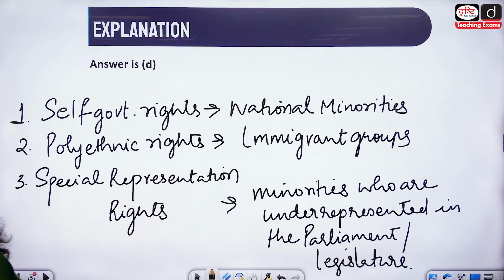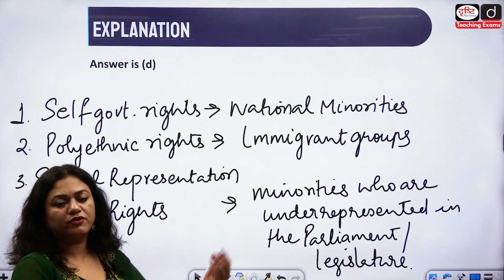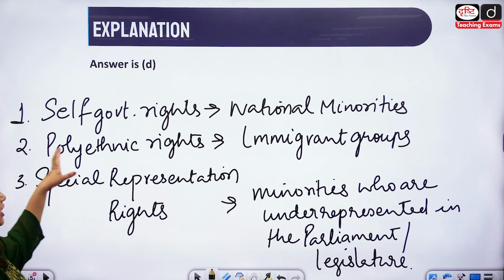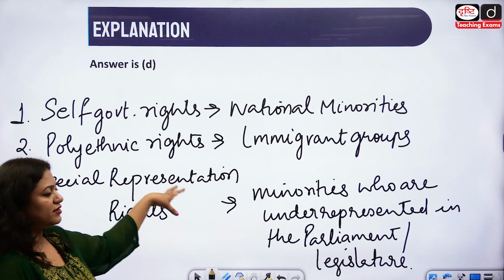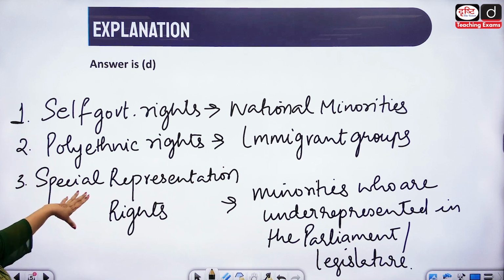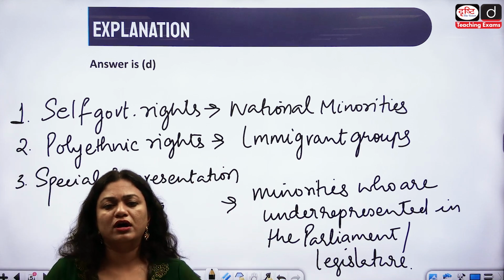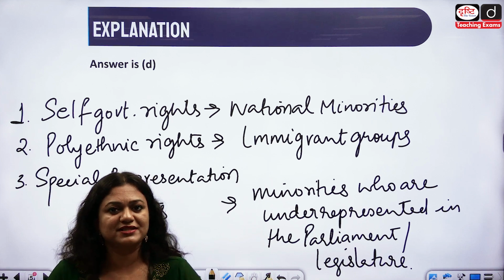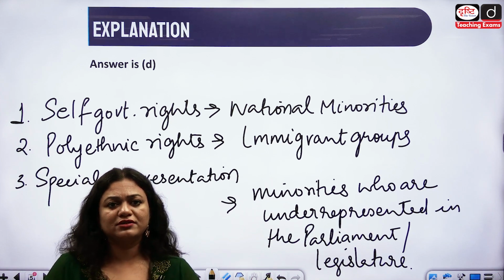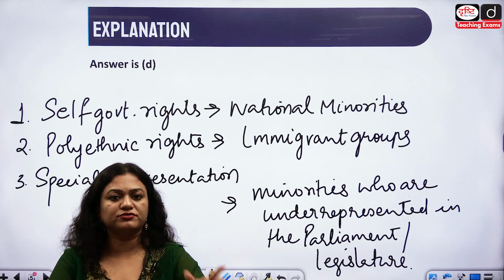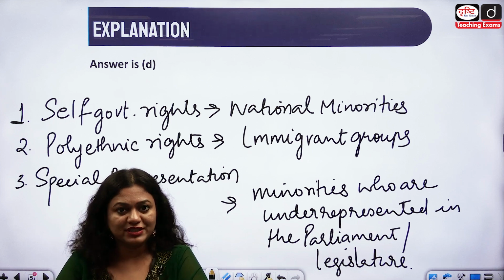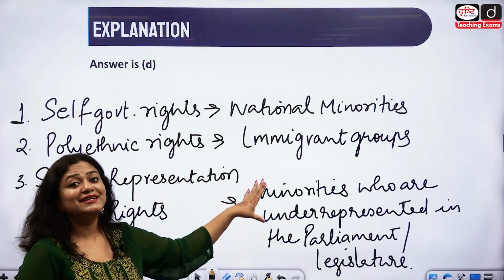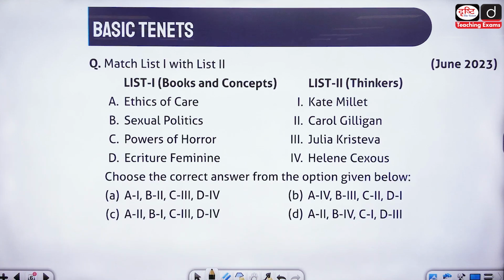So here you can see that he spoke about three types of rights for different types of minorities or ethnic groups. First is the self-government right for the national minorities. The second is polyethnic rights for the immigrant groups. And the third is special representation rights for those minorities who are vulnerable or underrepresented. For them, the government should make provisions for representation in the parliament. As you know, parliament is key to decision making as well as the making of laws, so their representation is very necessary. Here you can see that this falls under the political tradition of multiculturalism. Now moving to our next question.